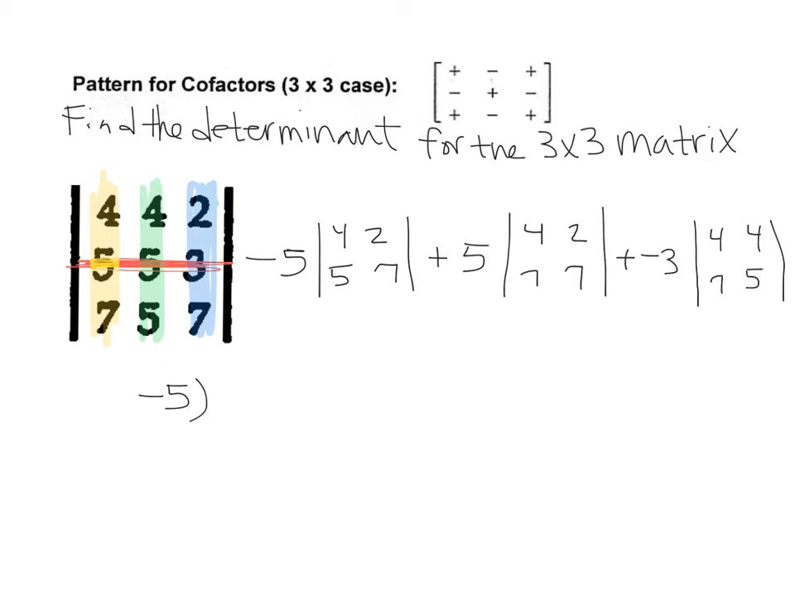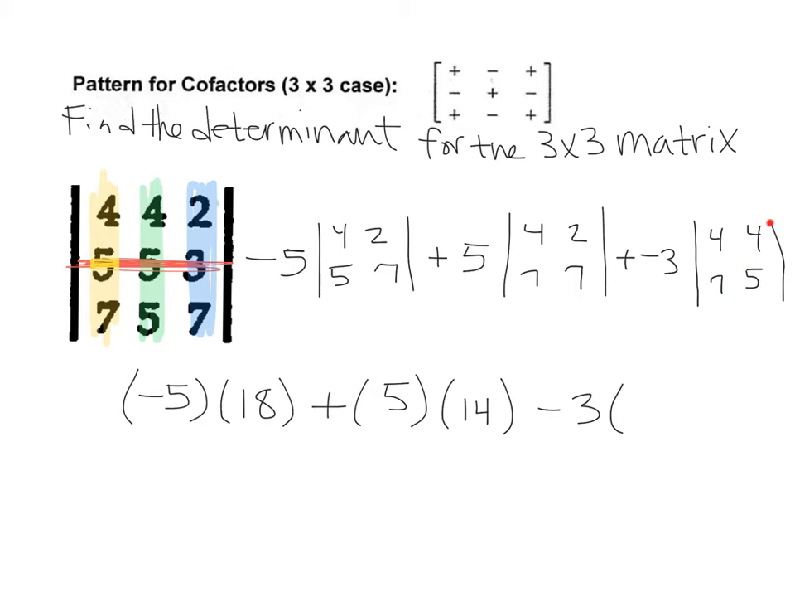I've got negative 5, and then the mini determinant inside here: 4 times 7 is 28, 2 times 5 is 10, 28 minus 10 is 18, so negative 5 times 18, plus 5. Then on the next part, 4 times 7, which is 28, minus 2 times 7, which is 14, so 28 minus 14 is simply 14. And then we're going to have a negative 3 times the mini determinant: 4 times 5, which is 20, minus 4 times 7, which is 28.